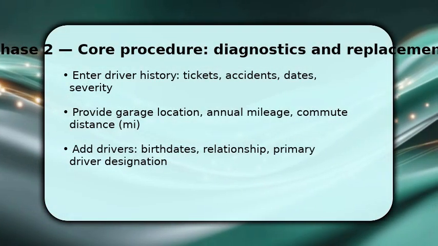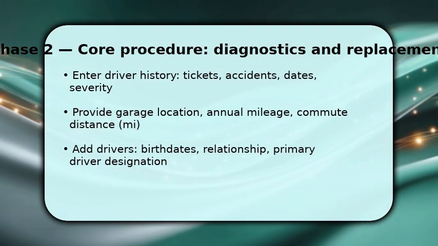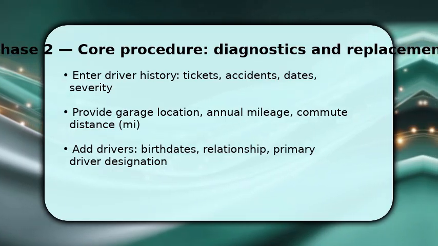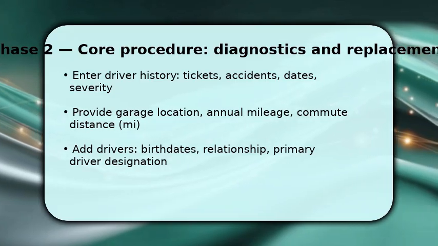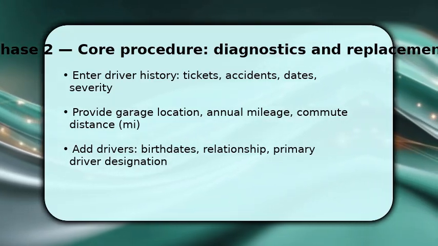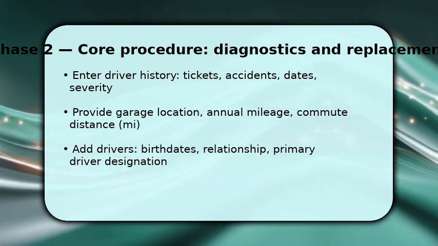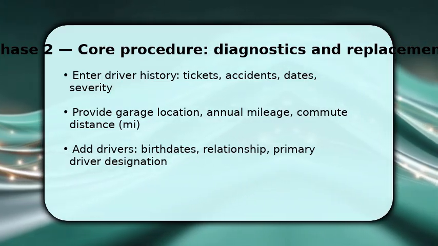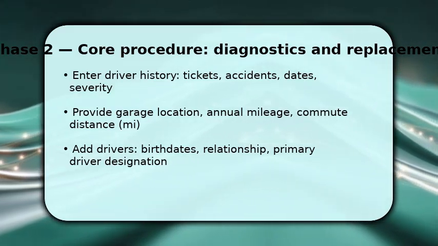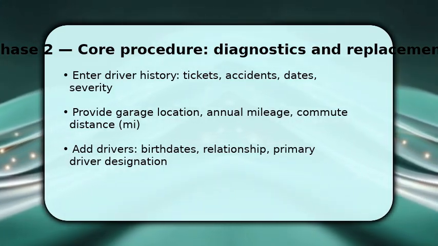You now work through the detailed form fields. Be accurate because insurers verify info. Enter driver history, tickets, accidents, dates, and severity, since that affects your premium. Next, input vehicle usage, garage address, annual mileage, and commute distance in miles. Higher usage raises risk. Add all drivers on the policy with full names, birth dates, and relationship to you, and mark the primary driver. Once complete, review for consistency, so underwriting goes smooth.